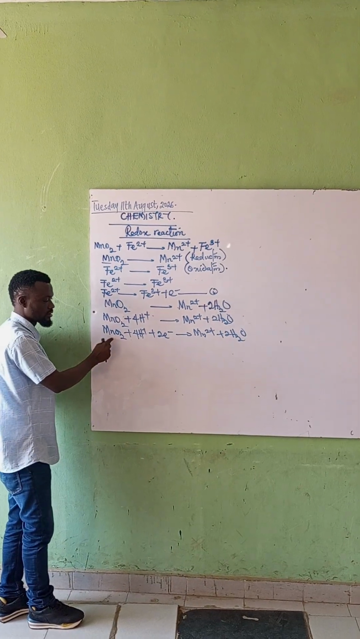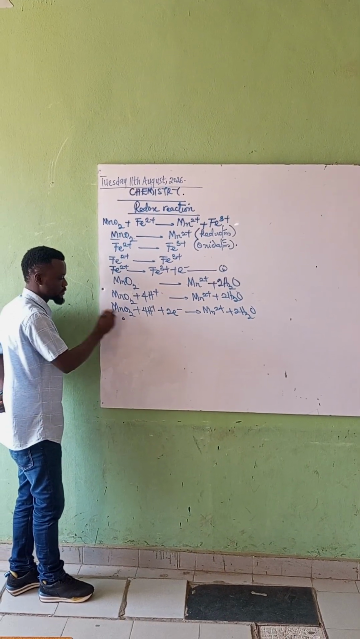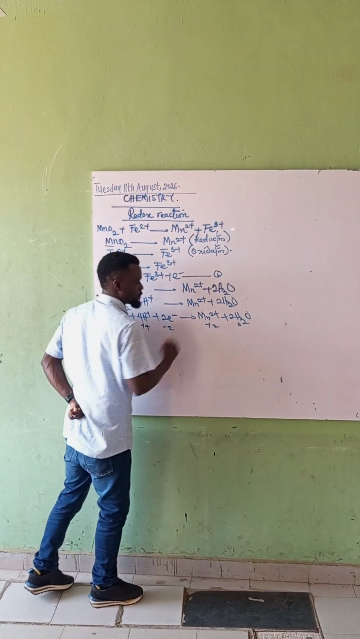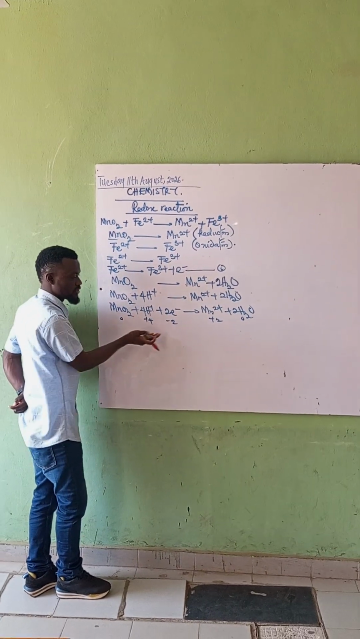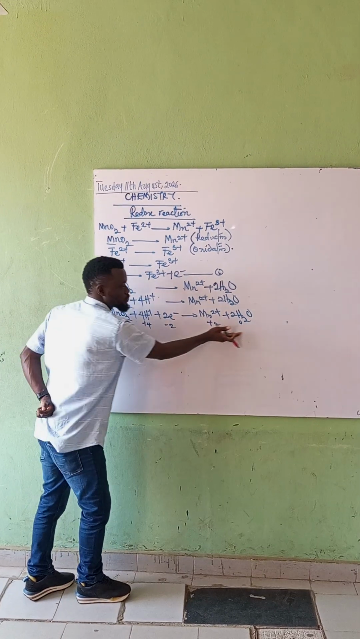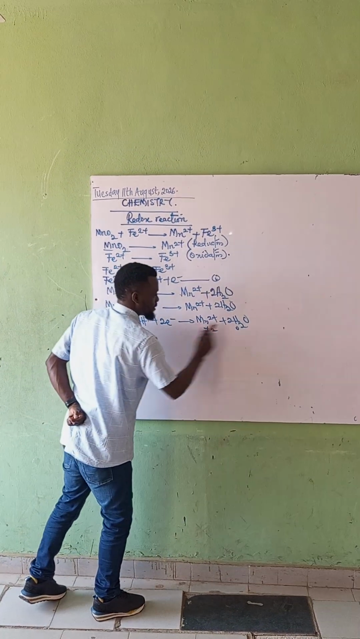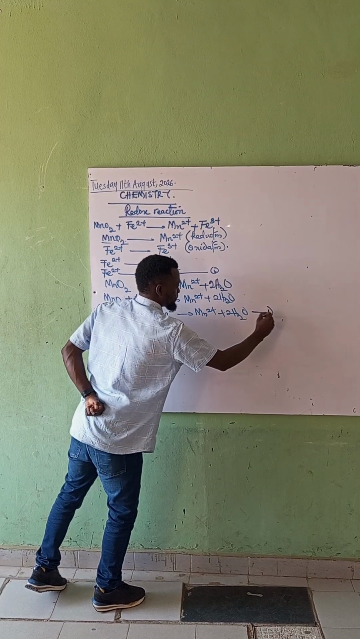Now let's check if this equation is balanced. The state of this compound is 0. This is plus 4. This is minus 2. This is plus 2. This is 0. Plus 4 minus 2 will give you 2 electrons at the reactant side and 2 electrons at the product side. Now let's balance it simultaneously.